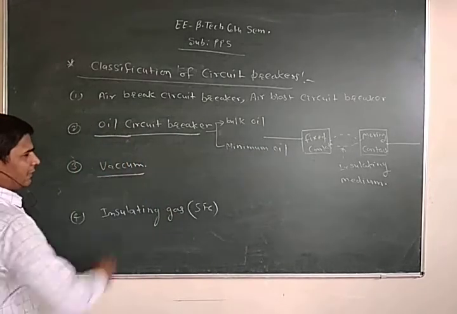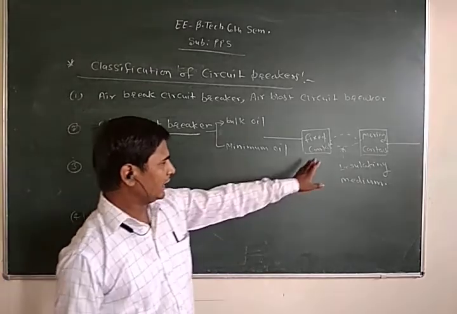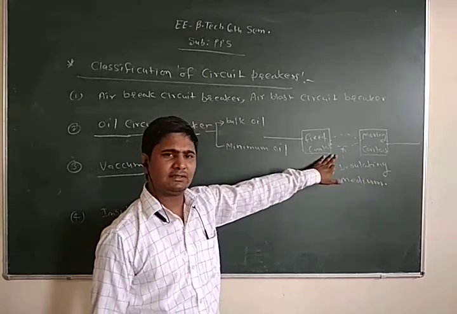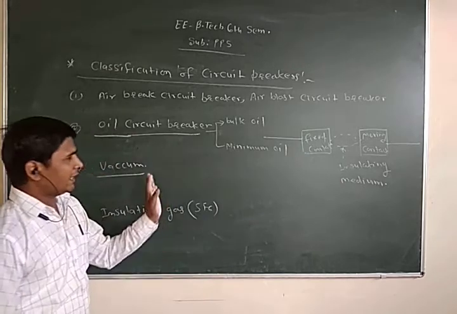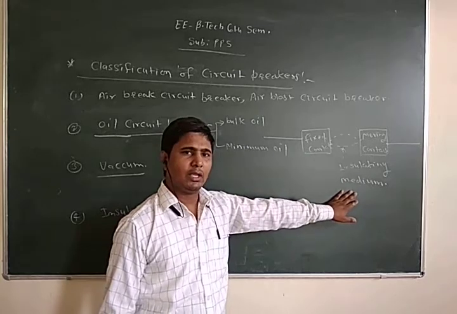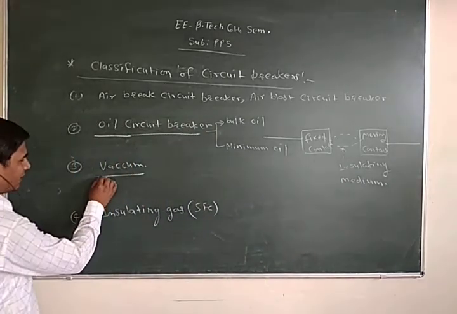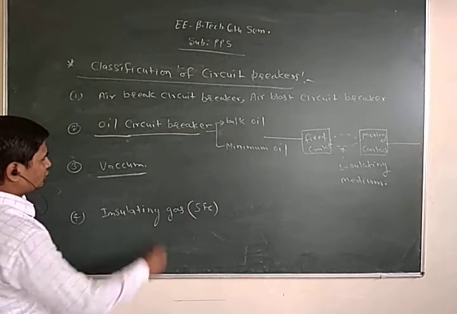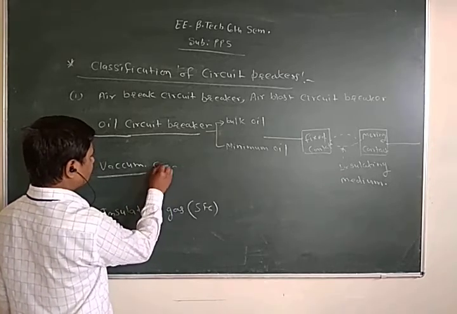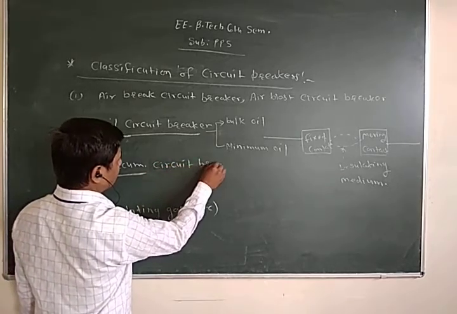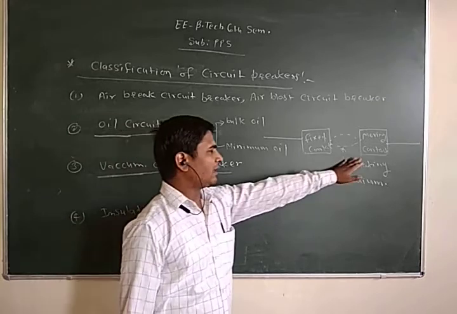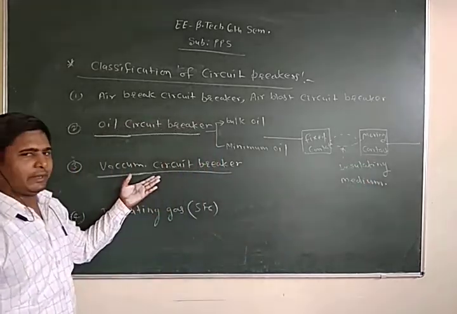Third is the vacuum circuit breaker. We know that arcing between the contacts of the circuit breaker is due to the ionization of gases. So, if there is no gas in between the contacts, there will be no arcing problem. So, we can create a vacuum medium in between the contacts. This type of circuit breaker is known as a vacuum circuit breaker. In this type, the circuit breaker contacts are in a vacuum medium.